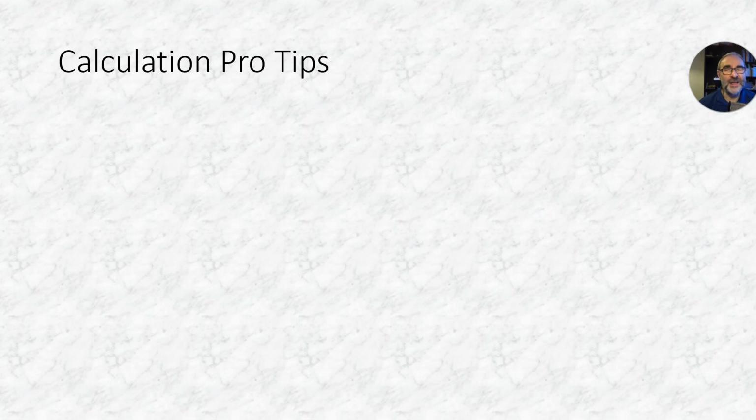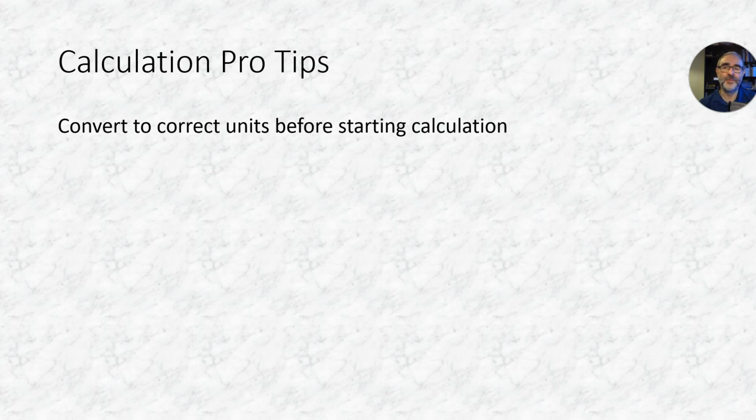Thank you for staying to the end. These are the bonus tips I was talking about, the calculation pro tips. The first one is a golden rule, really. Make sure you convert to the correct units before you do any calculation. Make sure those units are correct and do the conversion if they aren't. Otherwise, you're going to be introducing errors from the very first step.